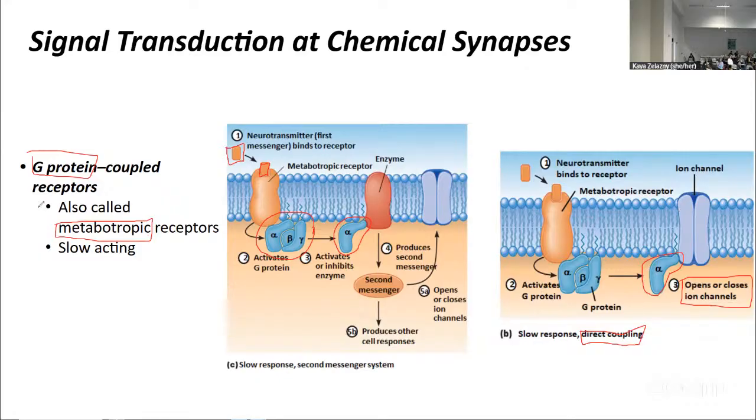Here we have the slowest of our responses in image C. All right, we gave that the most space. That alpha part of the G protein didn't go directly to an ion channel. It instead went to an enzyme. The enzyme makes some second messenger molecules. That second messenger then has other cellular responses, one of which is to come find an ion channel. So again, we eventually get to an ion channel because that's the only way we can actually change the membrane potential. But it took us even more steps to get there.